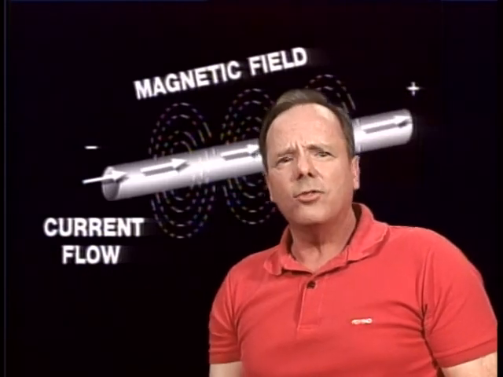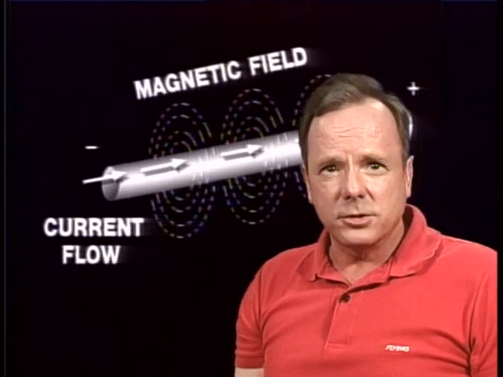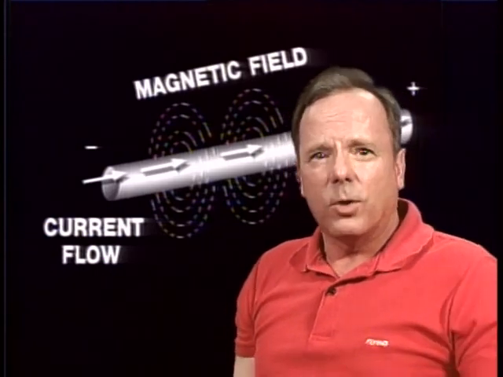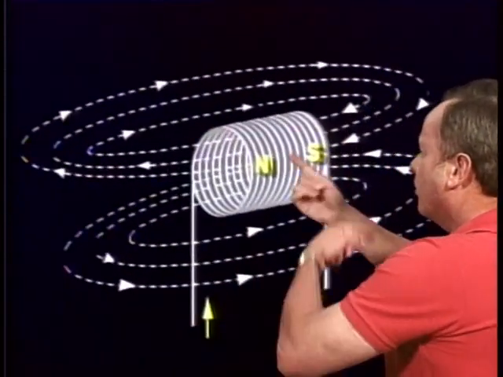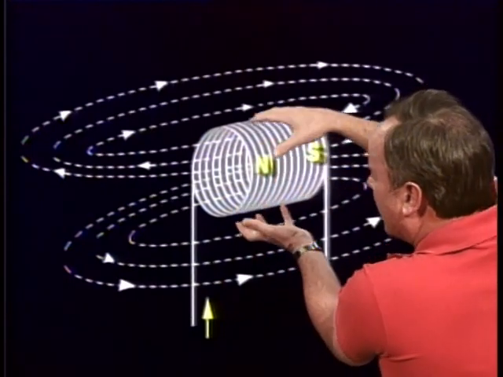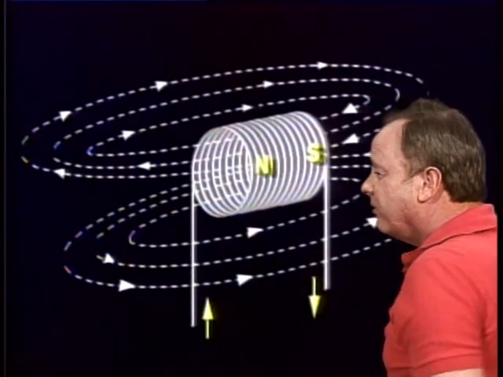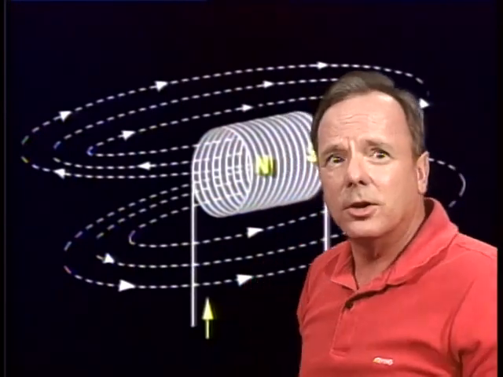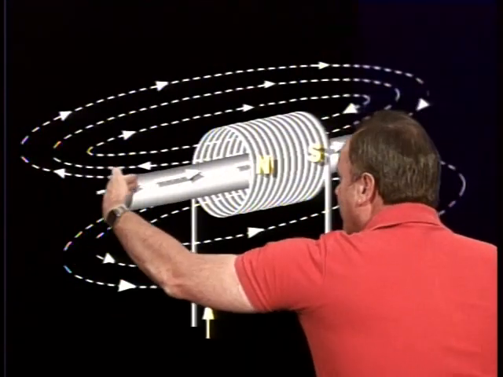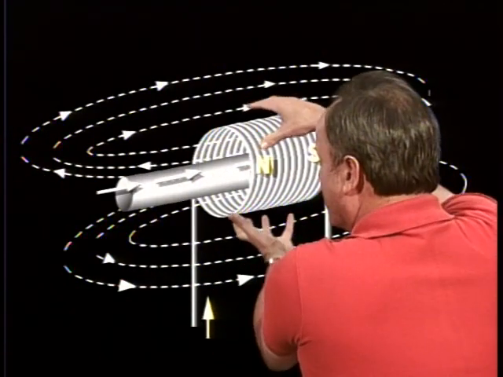Now, if you want to intensify that magnetic field, you can do something very creative. You can take that wire and wrap it into a coil, and you concentrate or intensify that magnetic field and get a much stronger magnetic field. If you want that magnetic field to be even stronger yet, you can put an iron core in here, and that really concentrates the magnetic field.